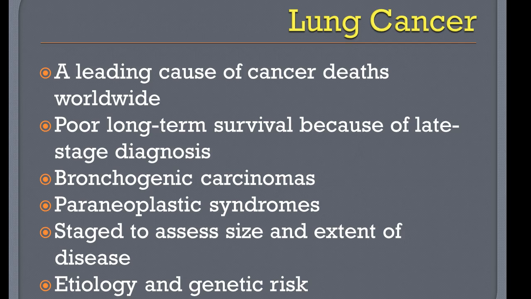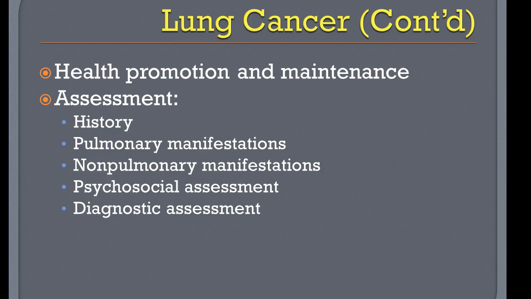So there is really a poor long-term survival because of the late-stage diagnosis. As I said, most of them occur in the bronchiogenic areas, in the bronchioles. They'll stage it to assess the size and the extent of the disease and look at a person's history to determine if they probably do have lung cancer.